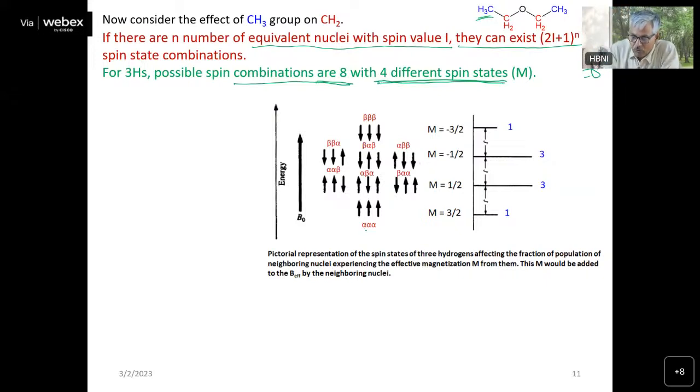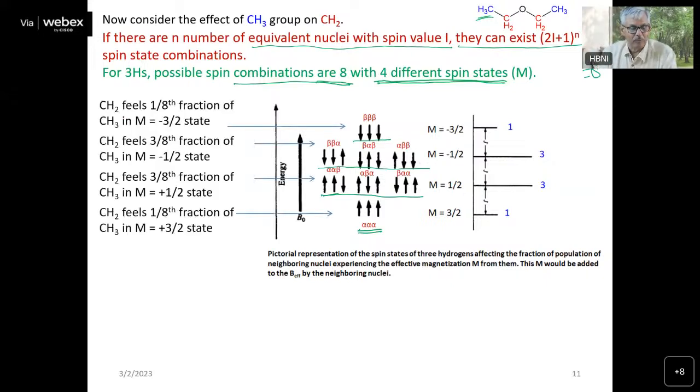Now you can see, from one spin state, all the 3 hydrogens are in the alpha state. In the second combination, 2 are alpha, 1 is beta, so there are 3 possible such arrangements. The second is that 2 are beta, 1 is alpha, and there are also 3 possible arrangements. And the third possible arrangement is that all 3 are beta.